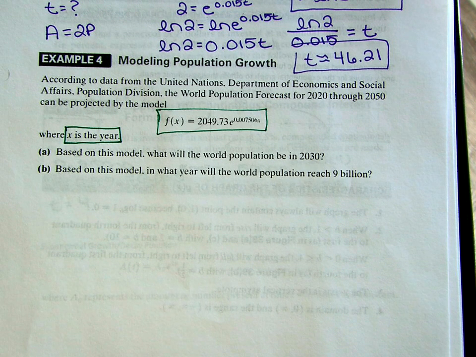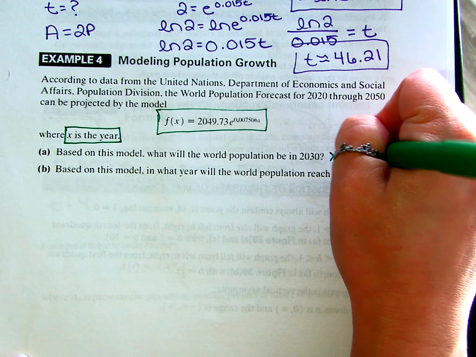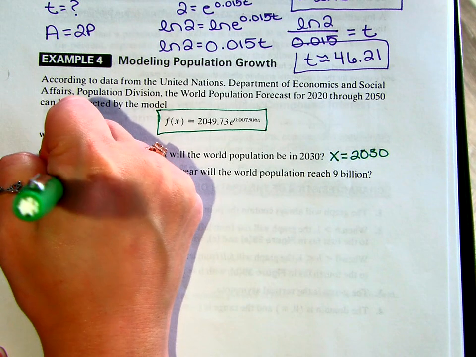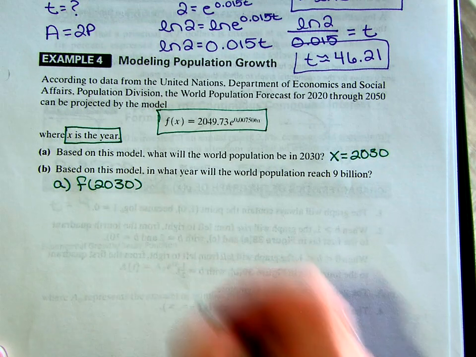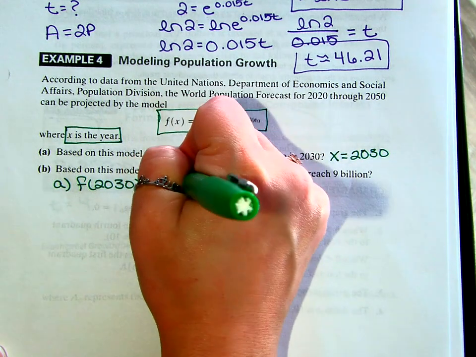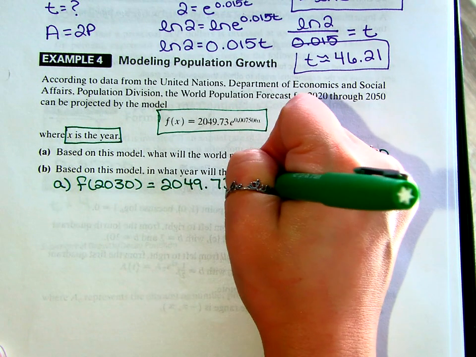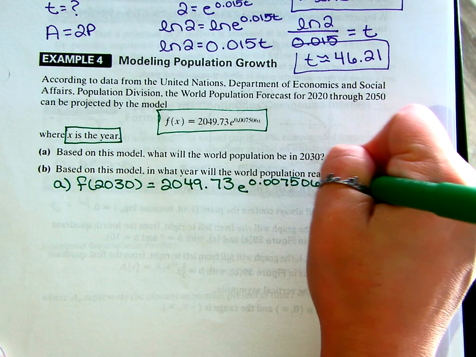2030 is what our x would be, because x is the year. So all we're going to do is type that function with 2030 inside of it. So it'll be f of 2030 instead of f of x equals 2049.73 e to the 0.007506 times 2030. I'll go ahead and warn you, we get some weird big numbers in these problems.